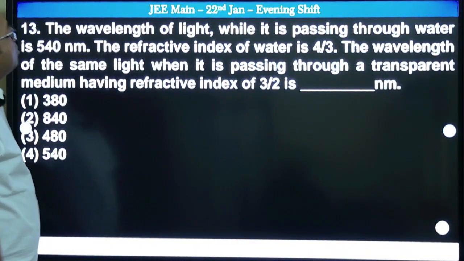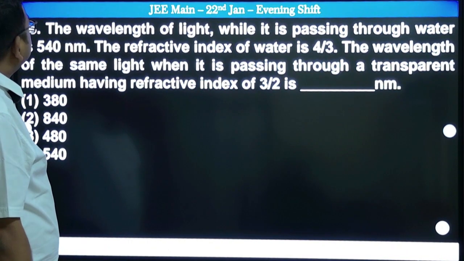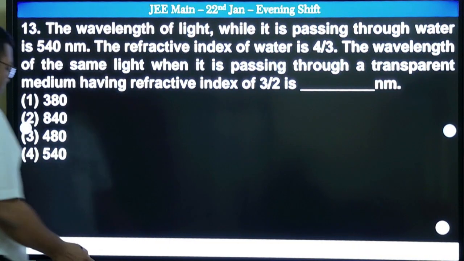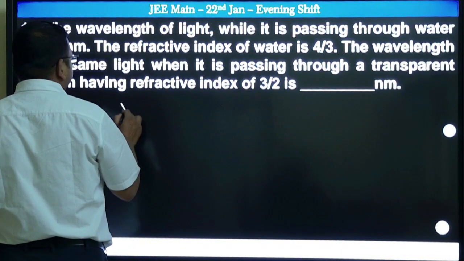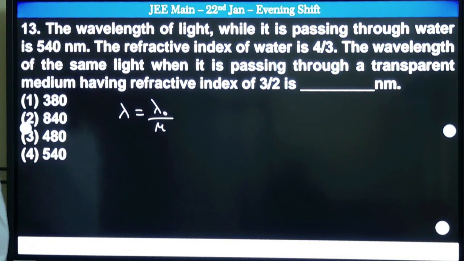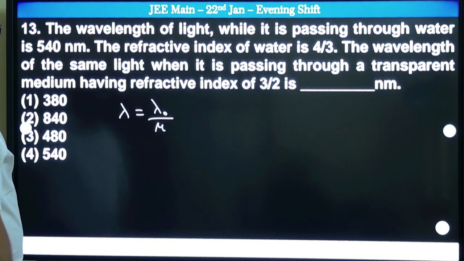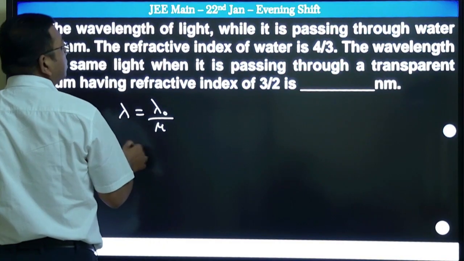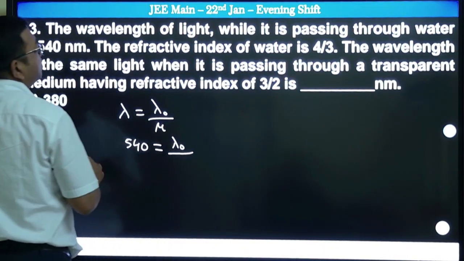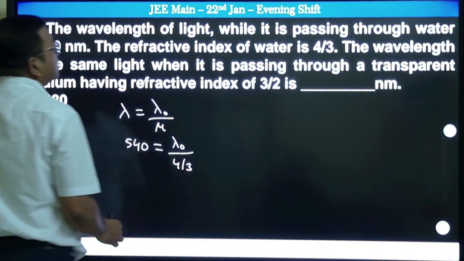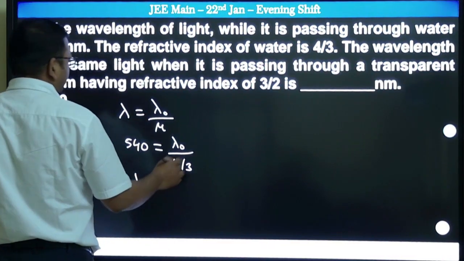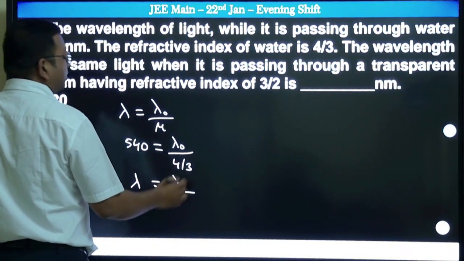Question number 13. The wavelength of light while it is passing through water is this. The refractive index of water is this. The wavelength of the same light when it is passing through a transparent medium having refractive index, so we know that wavelength is equal to wavelength in vacuum by refractive index. This formula we should know. So they have given the wavelength in water, 540. This lambda naught divided by mu is 4 by 3. Next they are asking the wavelength in some other medium, lambda naught divided by refractive index 3 by 2.